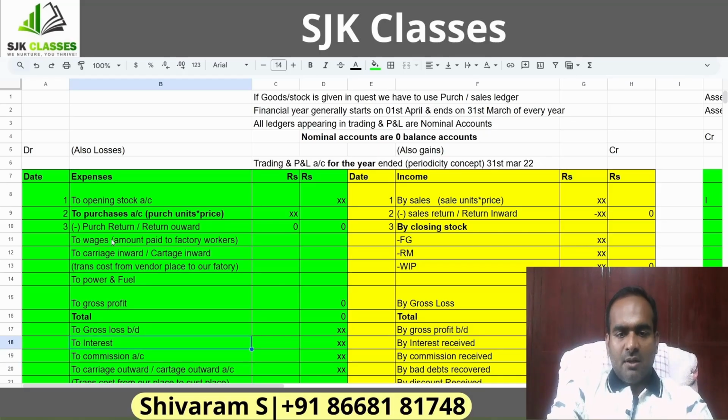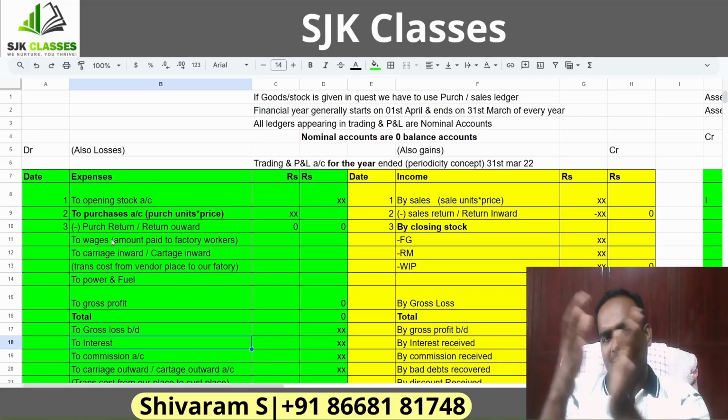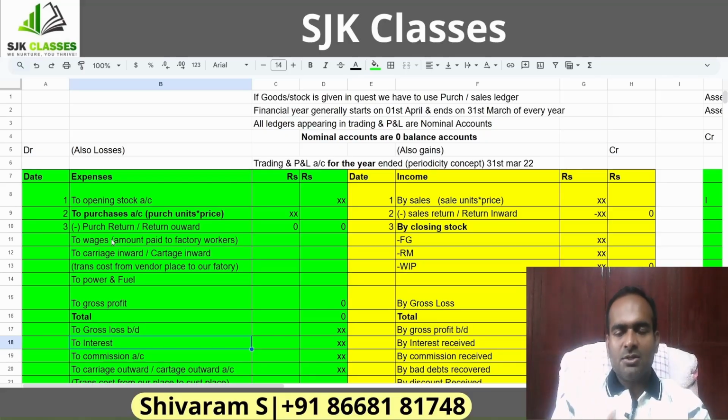Similarly, interest. Interest received is an income. Interest paid will be an expenditure. What is interest paid? I have taken a loan from a bank. As long as the loan is outstanding, I have to keep on paying the interest. So interest is going to be an expenditure for the business. So the same item can be classified under expenditure as well as under the income side. You have to just think logically and make the classification properly.